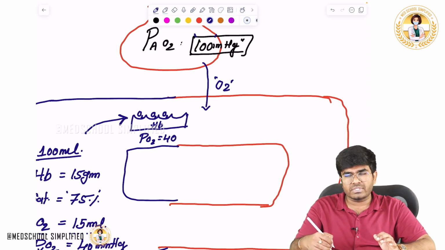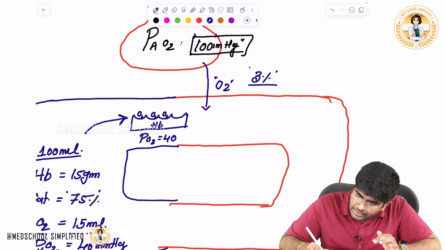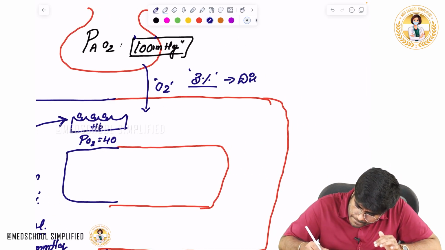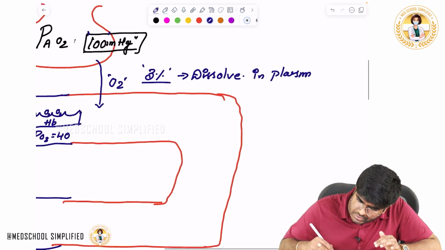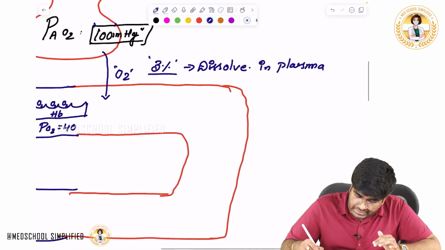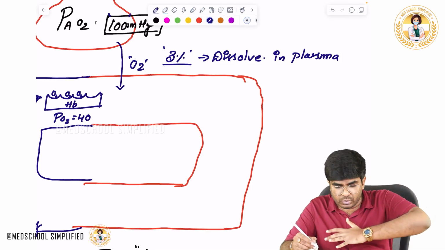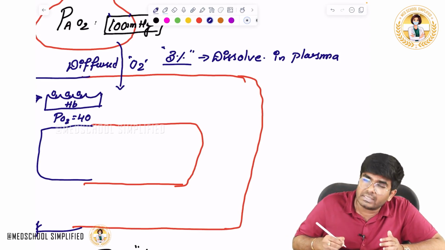When oxygen is diffusing, now you should know, 3% of the oxygen is going to dissolve in plasma. So out of the 100% oxygen which is diffused, 3% of the oxygen is dissolved in plasma.